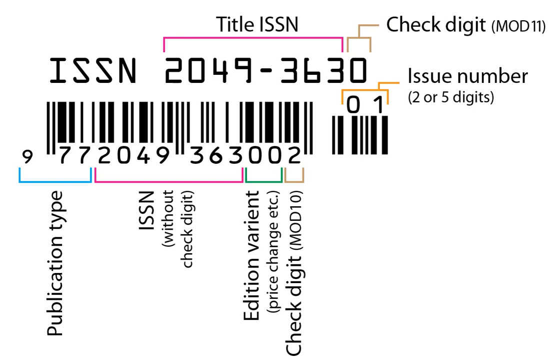WorldCat permits searching its catalog by ISSN by entering ISSN plus ISSN code in the query field. One can also go directly to an ISSN's record by appending it to https://www.worldcat.org/isn/. For example, https://www.worldcat.org/isn/1021-9749. This does not query the ISSN register itself, but rather shows whether any WorldCat library holds an item with the given ISSN.